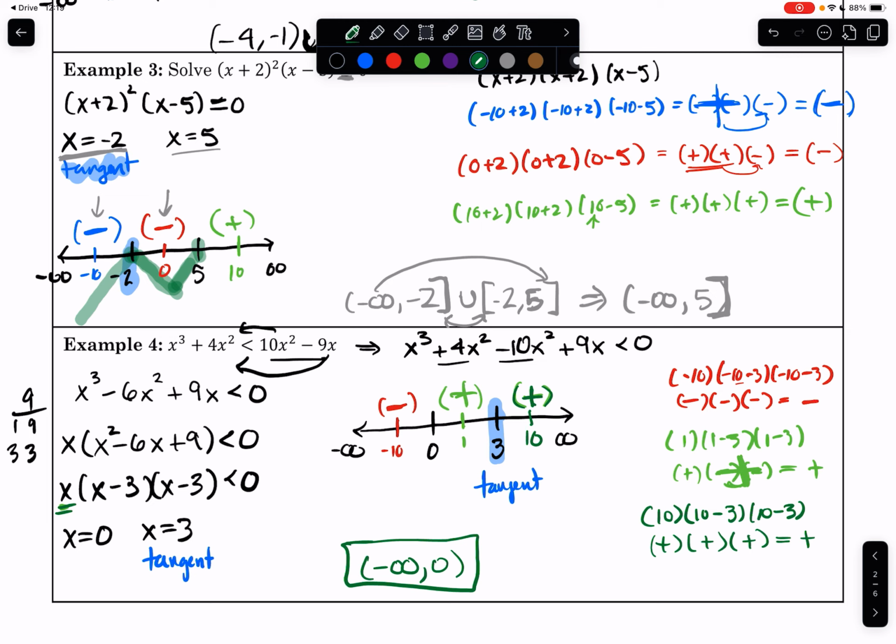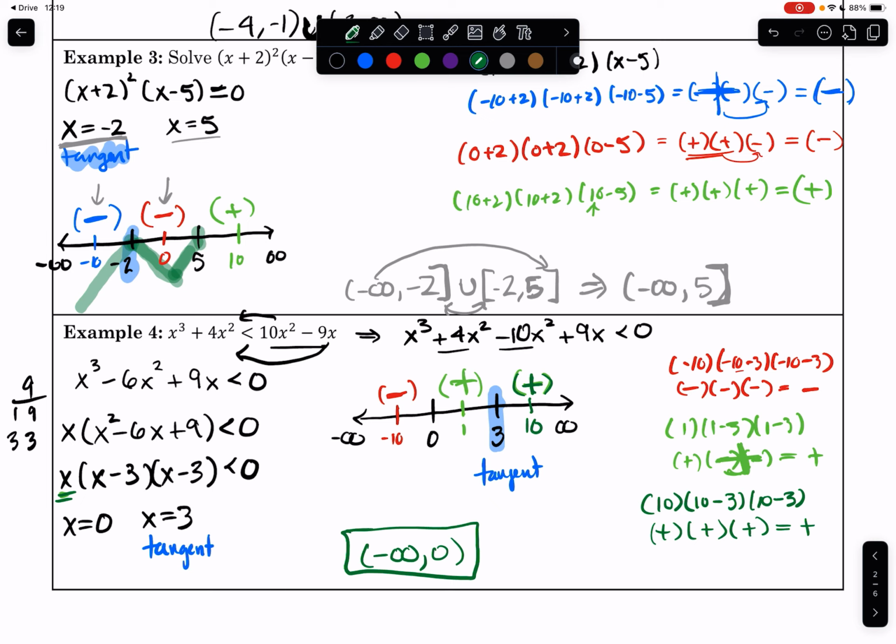Now, let me propose a different situation. What if the question asked us this? Instead of being less than 0, what if it asked, when is x times x minus 3 going to be strictly greater than 0? Okay? Greater than 0 means that our y values would have to be positive. Well, we're positive here to here. So from 0 to 3, and from 3 to infinity. We're positive from 3 to infinity.